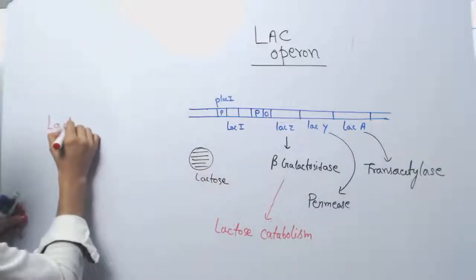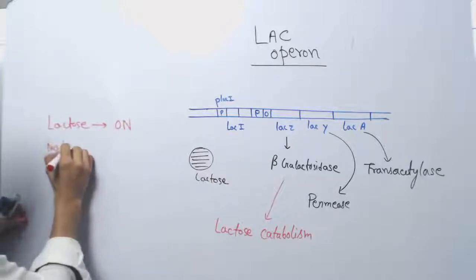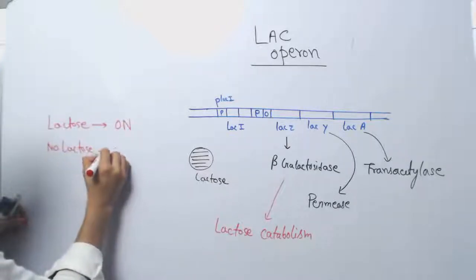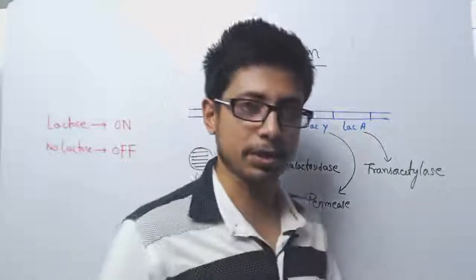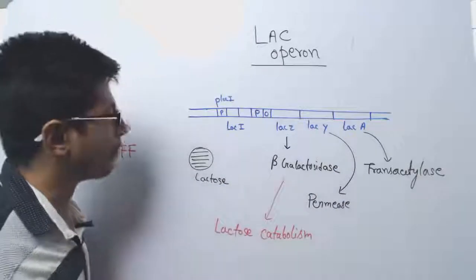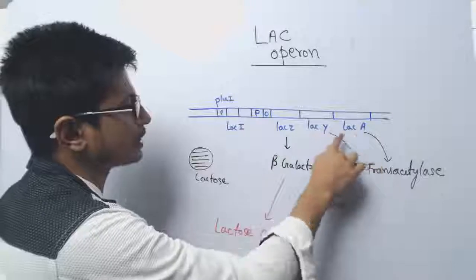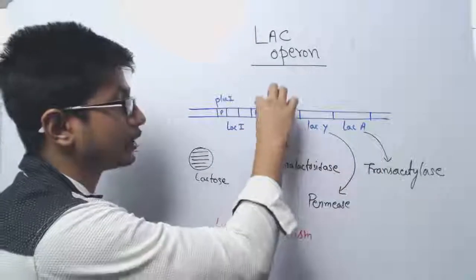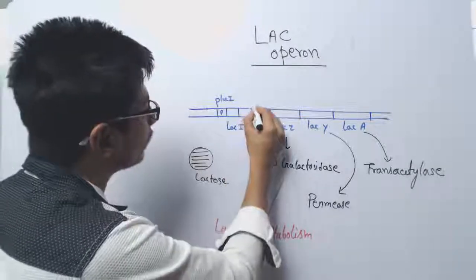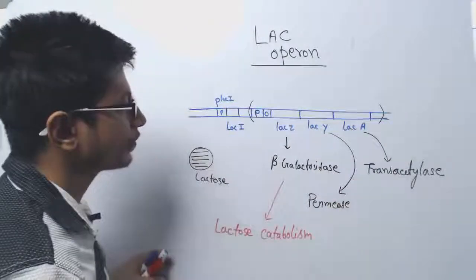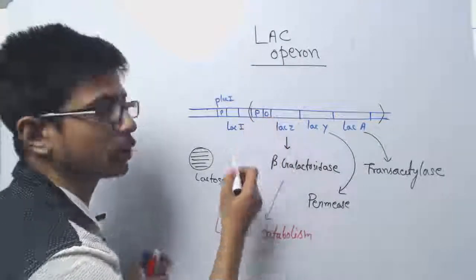So let me write it down. So lactose, turn on; no lactose, turn off. But we don't know what's the mechanism of this process. Now let's see the mechanism. You see here in this complete operon system, we have these structural genes, we have promoter and operator for that structural genes. So now if you look at this part of the gene, 3 different structural genes expression is controlled under one promoter.